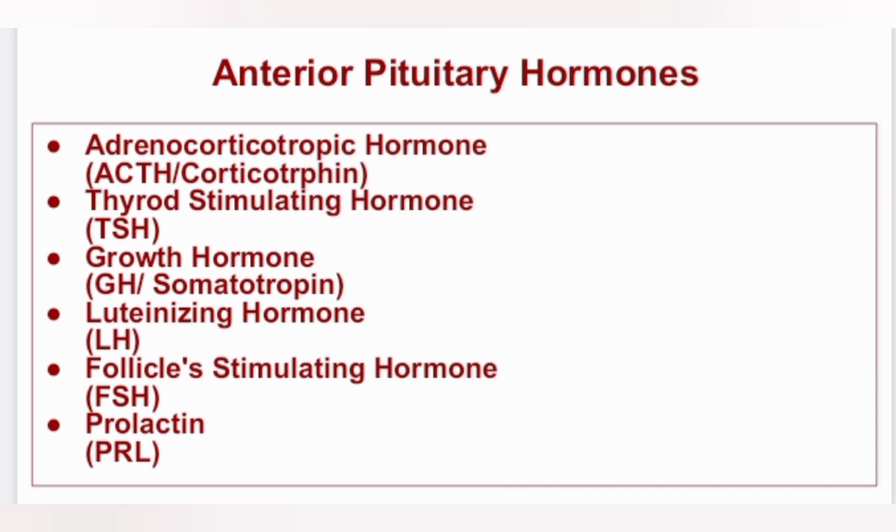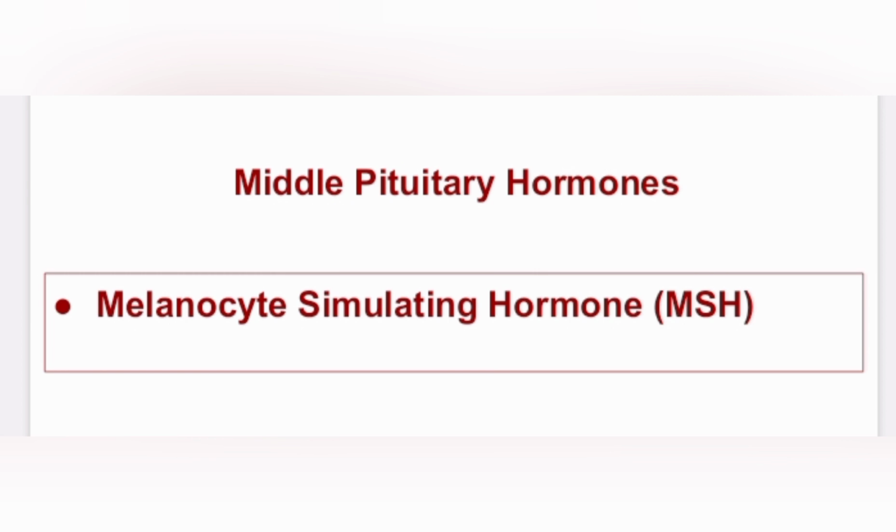the major hormones secreted by the anterior pituitary are ACTH, adrenocorticotropic hormone, growth hormone, follicle stimulating hormone and luteinizing hormone, TSH, thyroid stimulating hormone, prolactin, etc. And middle pituitary is able to secrete an important hormone called MSH, melanocyte stimulating hormone.